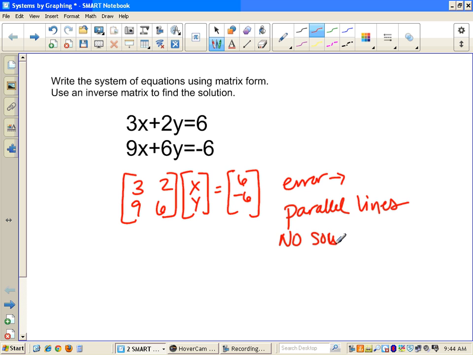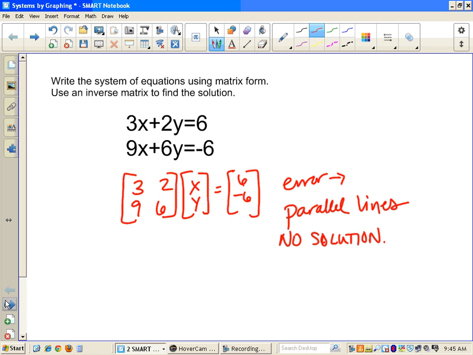So L-U, wow. Let's try that again. S-O-L-U-T-I-O-N, no solution. Okay, so we want to look at this situation more closely, and we're going to look at it more closely by graphing it.